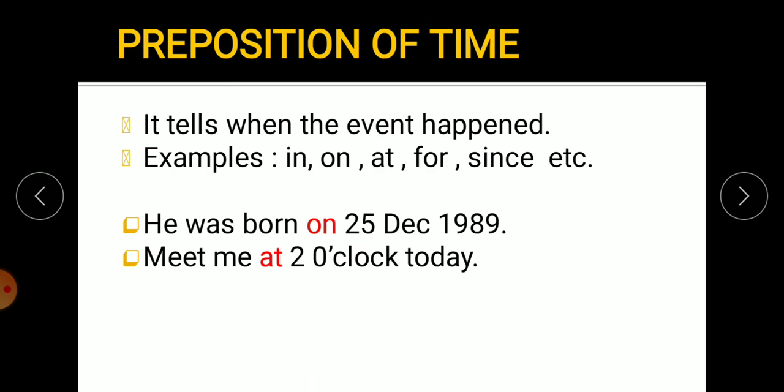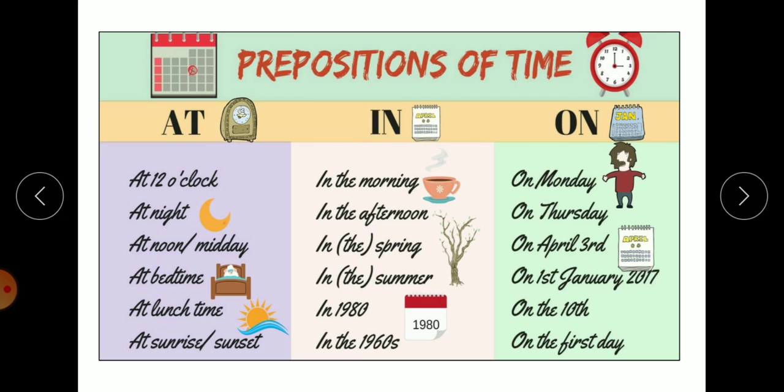कि वो चीज़, वो action कब हुआ. Right? Like he was born on 25th December. Meet me at 2 o'clock today. Right? Now, at is used with time, at night, at noon, at daytime, at bedtime, at lunchtime, at sunrise, at sunset. So with these we are using at.